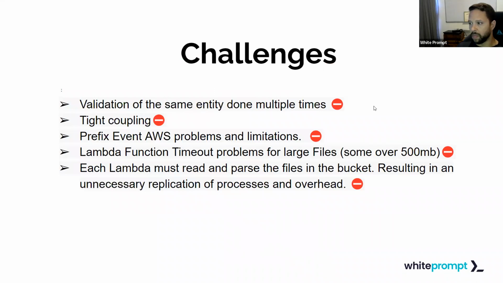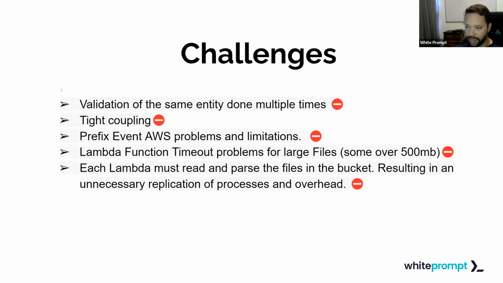Validation of the same entity was done multiple times. We had very tight coupling in this architecture, in which the bucket, through a prefix, alerted the lambdas. The more things we attached to the bucket events, the more prefix issues we began to have. So instead, we implemented an event bus.